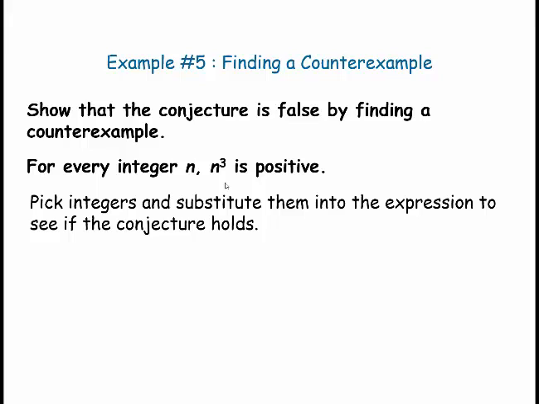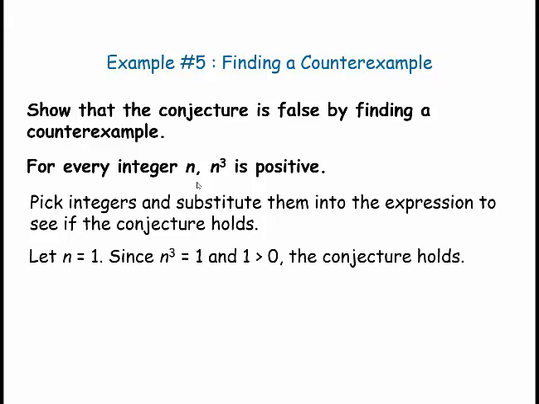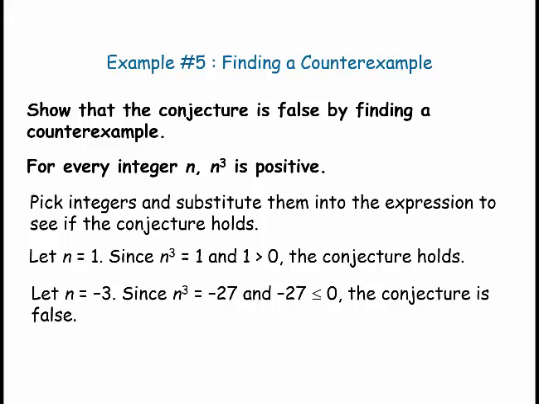Well, pick integers and substitute them into the expression to see if the conjecture holds. Well, if you let n equal 1, all right, plugging that in, n cubed is equal to 1, so 1 is greater than 0, the conjecture holds, it's positive. But if you do -3, -3 cubed is -27. -27 is less than 0, so it's not positive, it's negative. So the conjecture is false by this counterexample. All right, and n is equal to -3 is the counterexample.